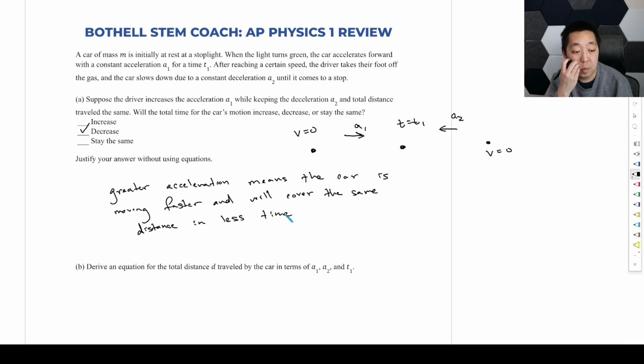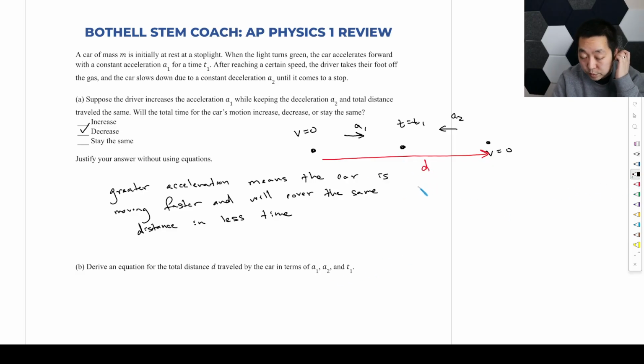Okay. Part B, derive an equation for the total distance traveled in terms of a1, a2, and t1. That's what we want to know. Now, this is a one-dimensional motion. The car is just accelerating and slowing down. This is super important: because the acceleration is not the same the whole time, we must split it into two separate sets of motion. We have to do this motion when the acceleration is a1, separately from this motion when the acceleration is a2.